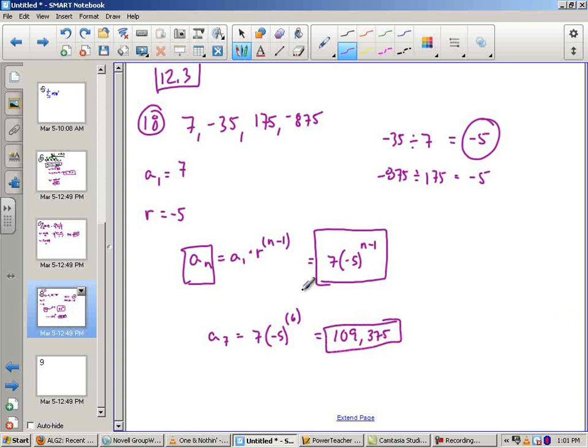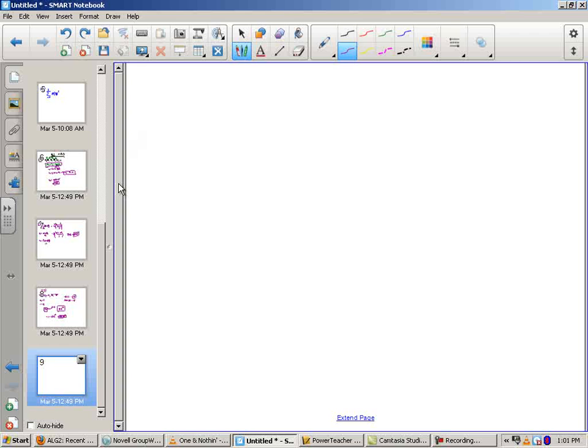Again, just application of using 7 for n to get 7 minus 1 is 6, and then just plugging it into the calculator. Pretty straightforward.